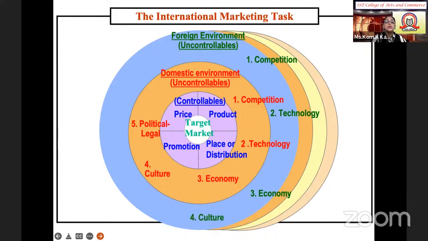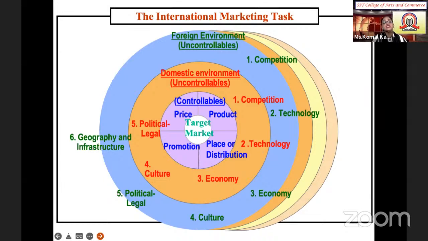Culture. People are used to having their lifestyle on the basis of their culture. We cannot change their culture. We cannot control their culture. Simply, we can add our culture along with the products and services we offer. Political and legal. Every country has its own varied sets of political and legal constitutions and frameworks, which are definitely not controllable by any outside country.